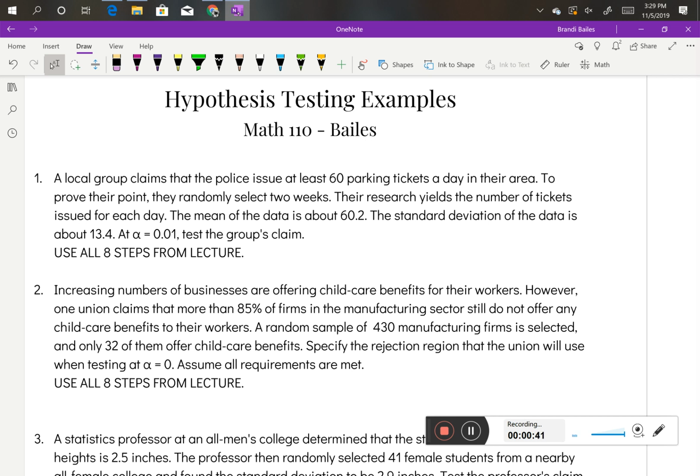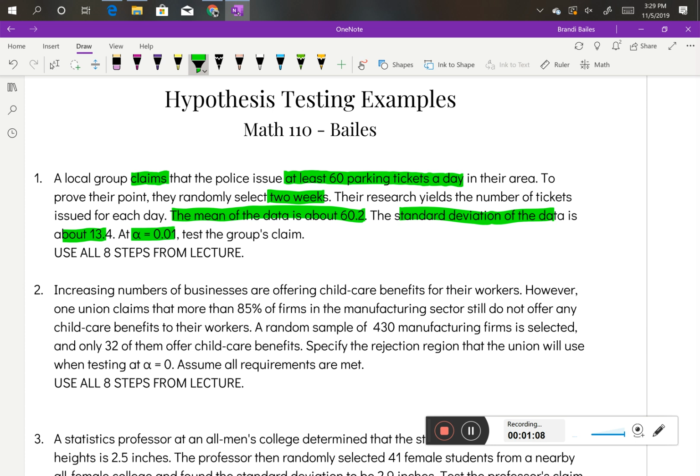Okay, so let's read through this problem and see if we can figure out what pieces they're asking us about. A local group claims that the police issue at least 60 parking tickets a day. To prove their point, they randomly select 2 weeks. Their research yields the number of tickets issued for each day. The mean of the data is about 60.2, and the standard deviation of the data is about 13.4. At alpha equals 0.1, test the group's claim.